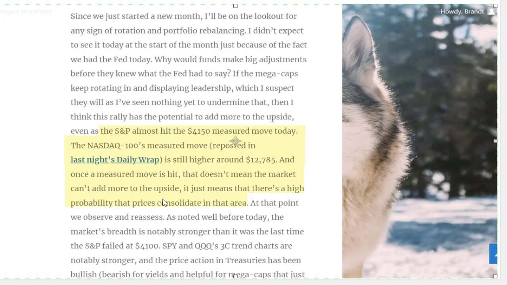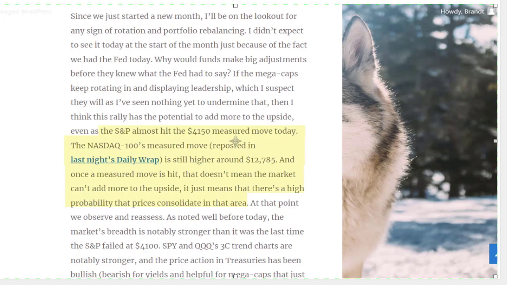And once the measured move is hit, this is the important thing: that doesn't mean the market can't add more to the upside. It means that there's a high probability that prices will consolidate in that area. So when measured moves are hit, the first thing I expect is not more rallying or just a reversal in price. The first thing I expect is some kind of consolidation or correction process.